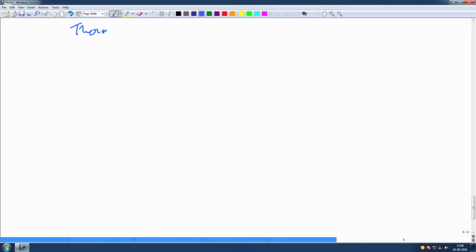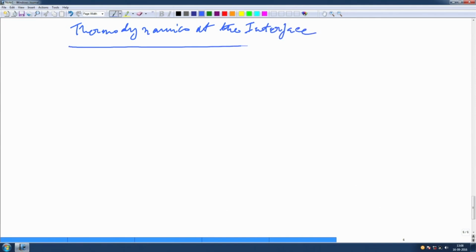But one important thing that I told you in the first lecture was, what about the interfaces? We have to know the thermodynamics of the interfaces. So, I will just introduce the thing over here and go into the next lecture, thermodynamics at the interfaces. Okay. So, what is thermodynamics of the interface? Let us look at the interface.